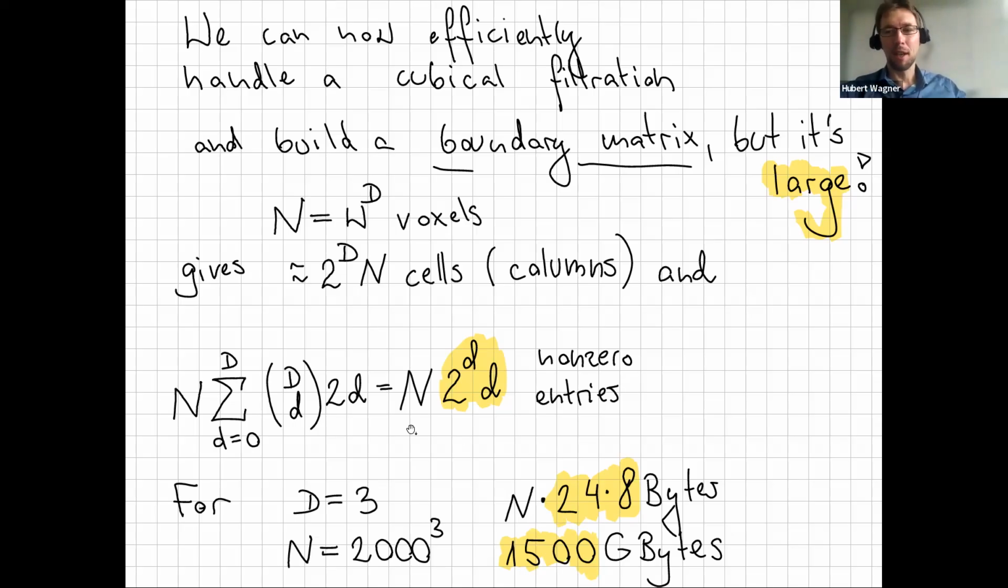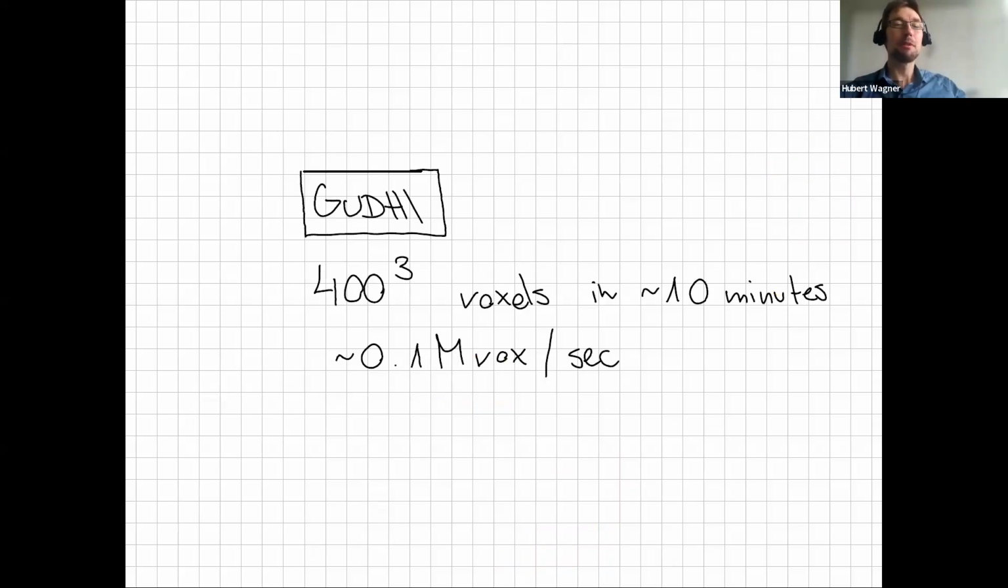So this would be the next kind of bottleneck to address. But before we talk about this, if you do this properly, like for example the Gudhi library does, you can safely assume you can do something like up to maybe 400 cubed, and maybe it will take, let's say, roughly 10 minutes. And the throughput would be something like 0.1 million voxels per second.